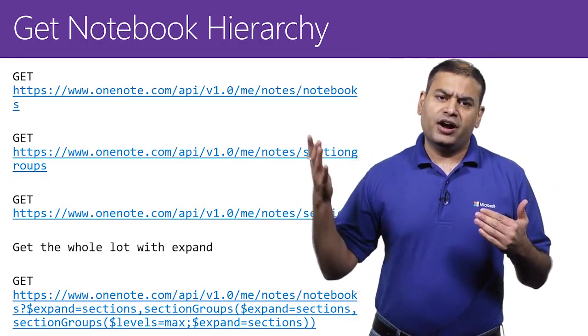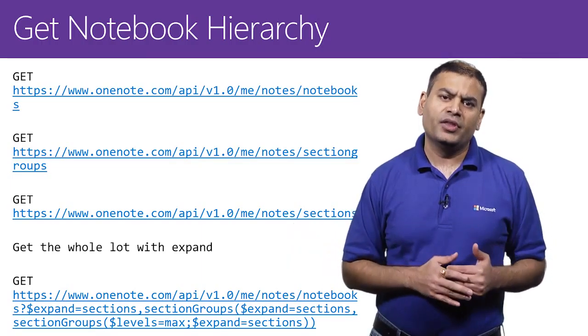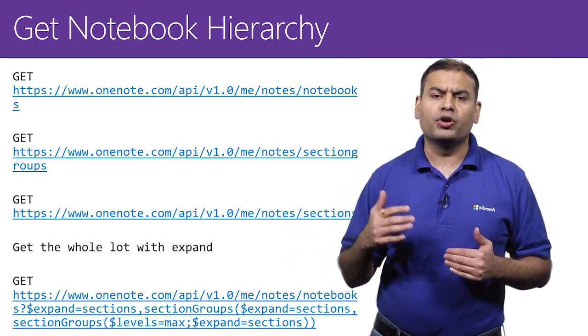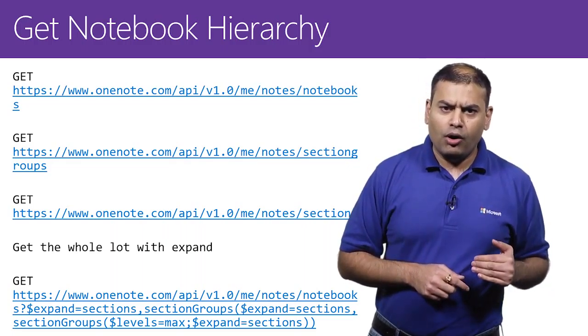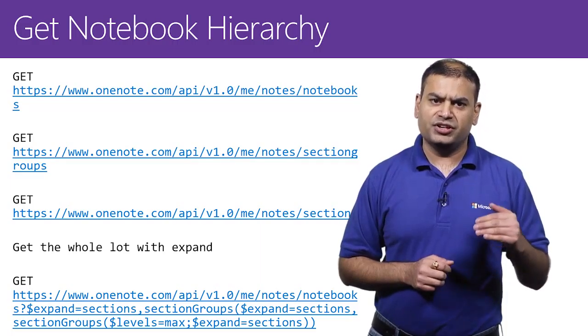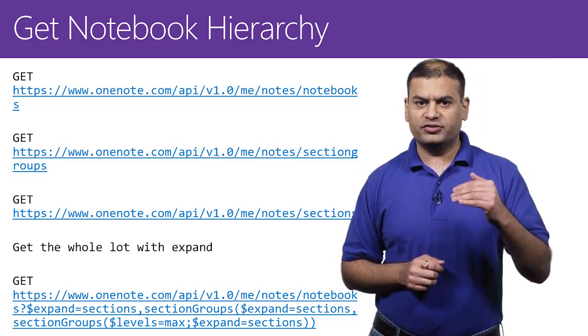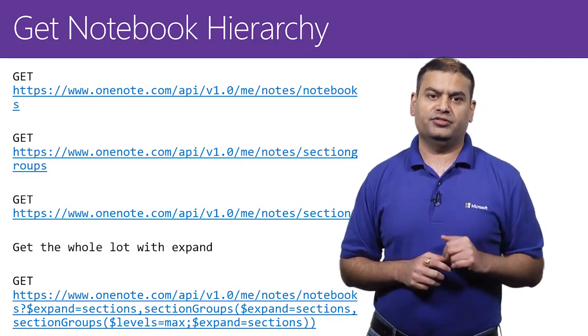Now, OneNote has a hierarchical structure. You have notebooks, under that you have section groups, under that you have sections, and then pages. Here is how you get the notebook hierarchy. You can use the notebooks endpoint to get all of the user's notebooks. Similarly, you can use the section groups endpoint to get all the section groups of the user, and sections endpoint to get all the sections.